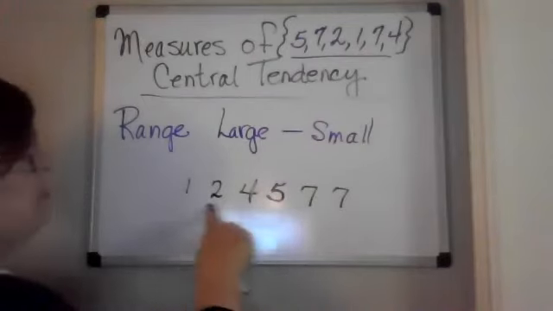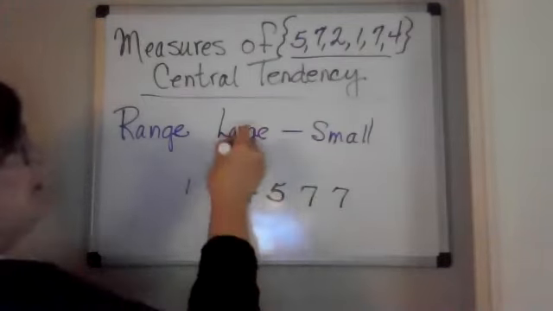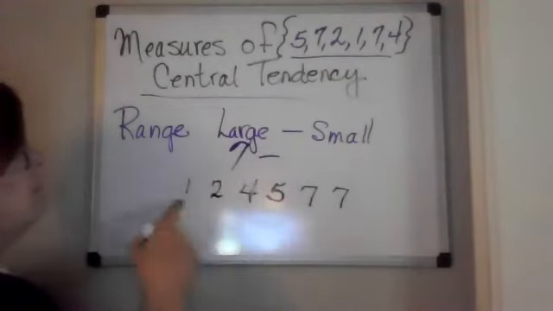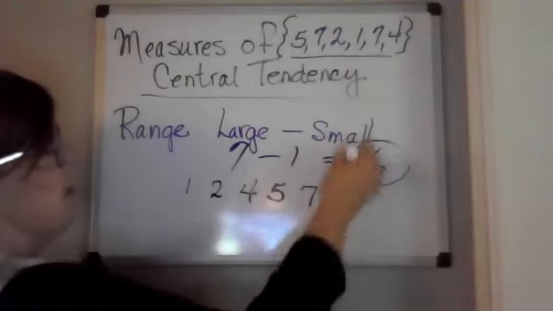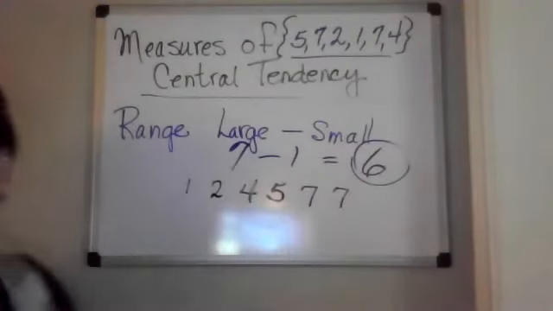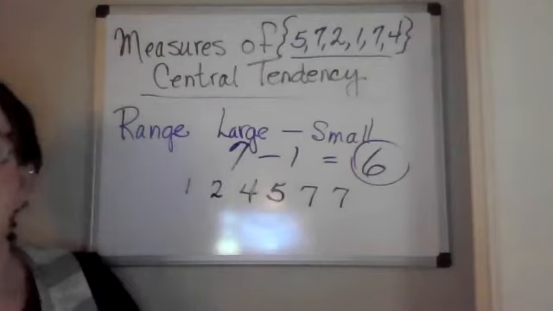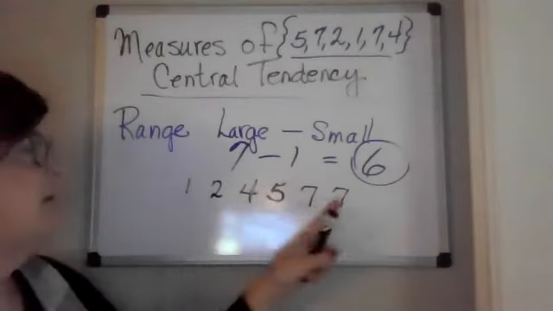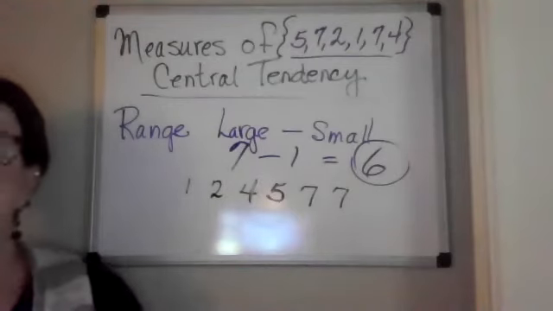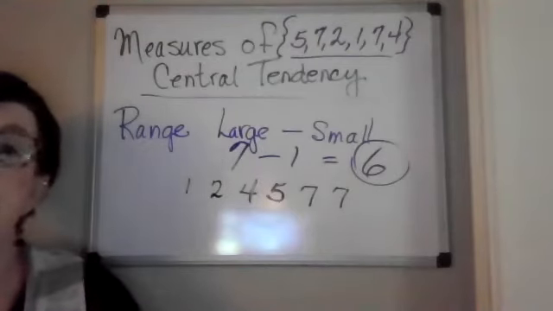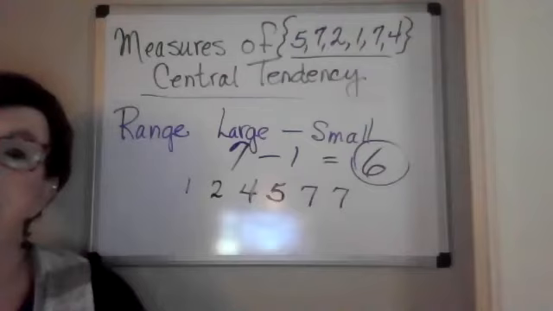So the largest number when it's in order is 7. The smallest is 1. So the range here is 6. It's how far it is from the smallest number to the largest number. The range, you just subtract this minus this, but make sure that your numbers are in order. Easier to find the small and the large.